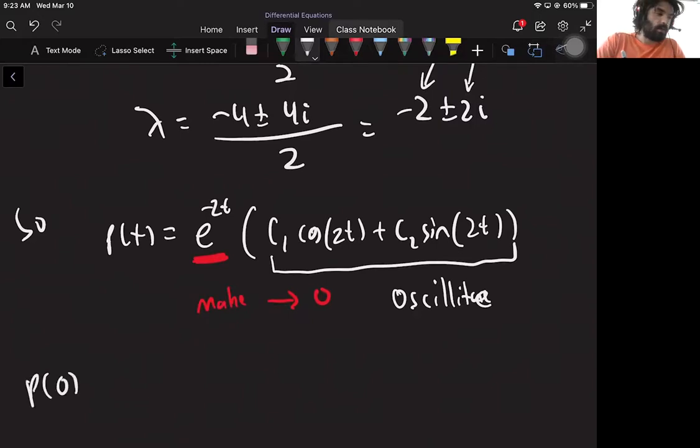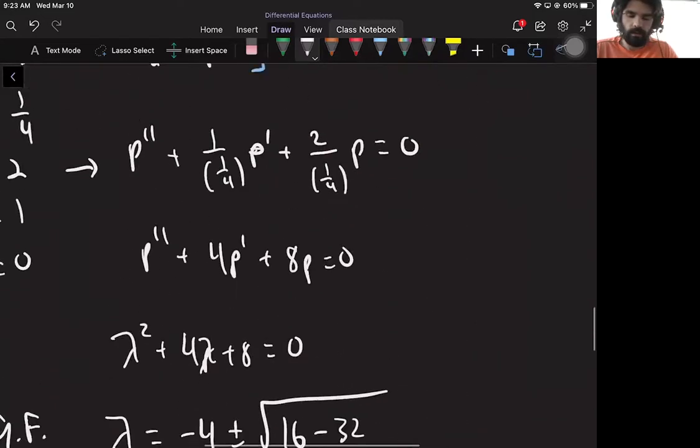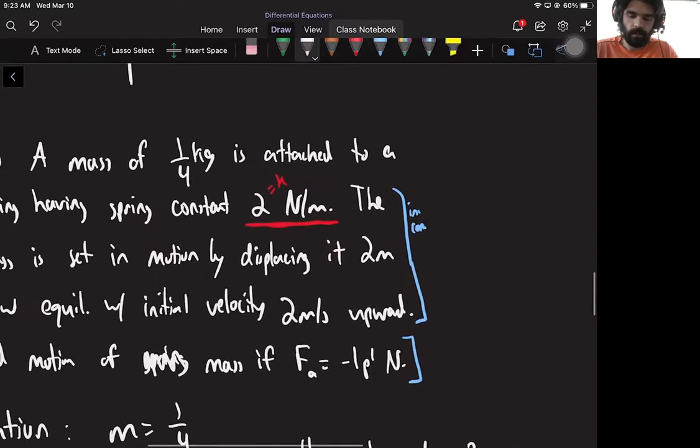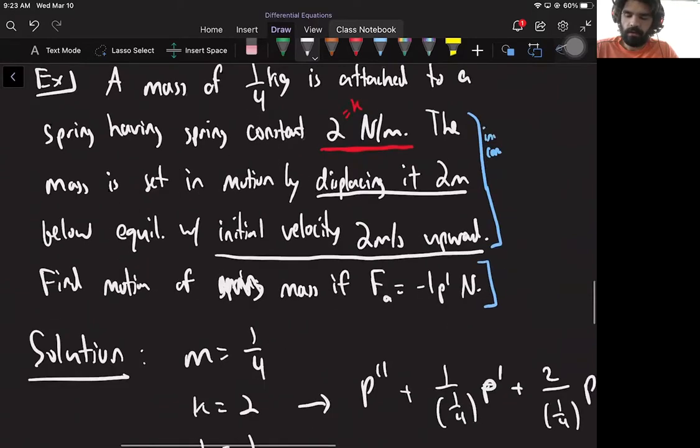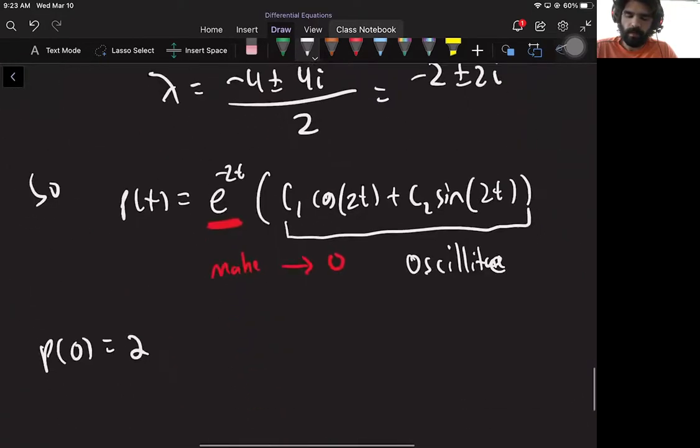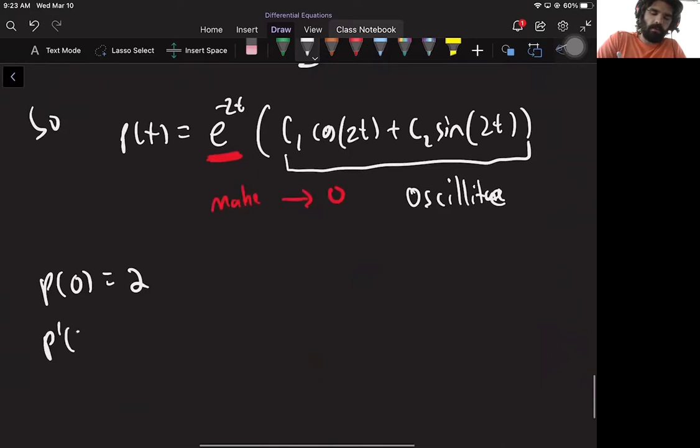So the initial condition said that I'm going to take the spring and I'm going to bring it down 2 meters. So that's telling me P of 0 is 2. But I'm also going to give it initial velocity 2 meters per second upward. So that's telling me that P prime is negative 2 at time 0.